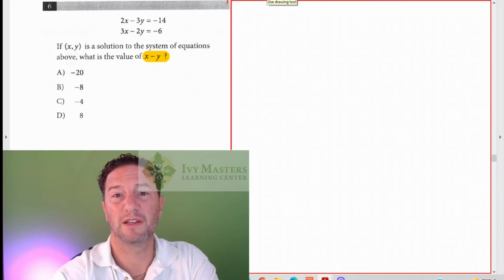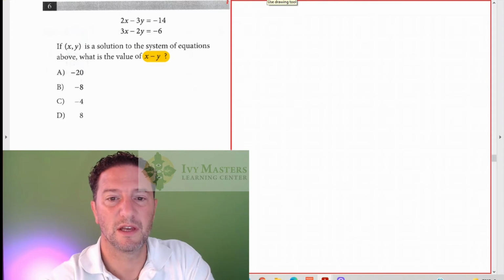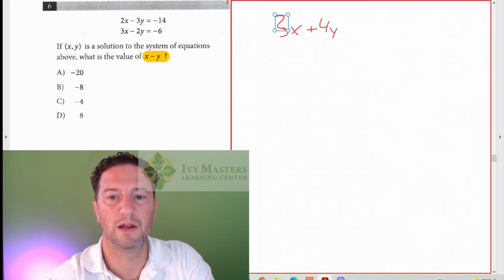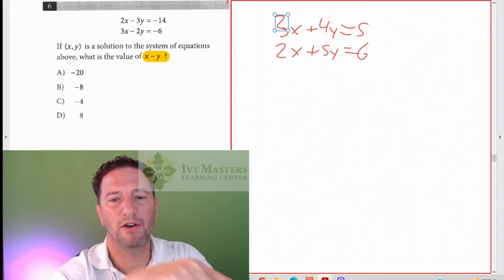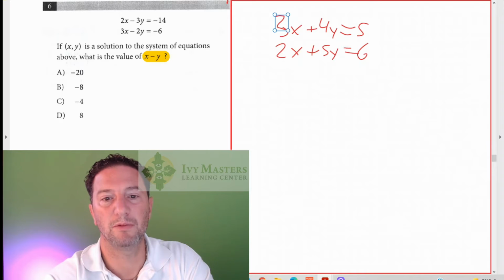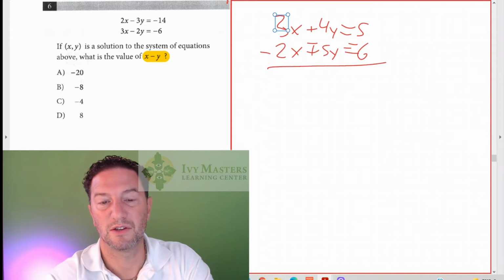The first thing, now I'm going to set up a different scenario. Let's say I've got 3x plus 4y equals 5, and then I've got 2x plus 5y equals 6. Now in this scenario, if I subtract the bottom equation from the top, look at what happens. That becomes negative, that becomes negative, that becomes negative. Then when I add it down, 3x minus 2x is just x, and 4y minus 5y is negative y, and 5 minus 6 is negative 1.